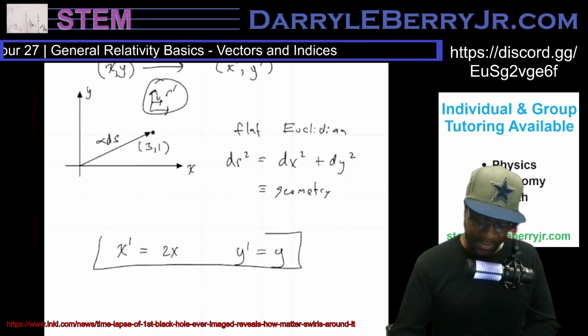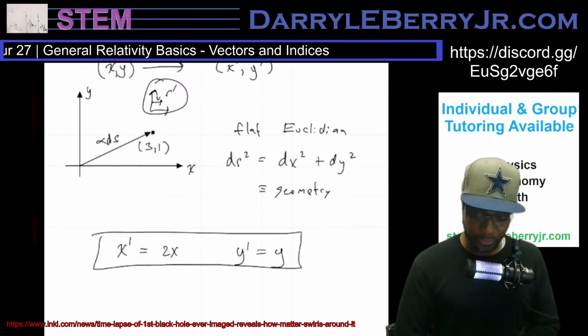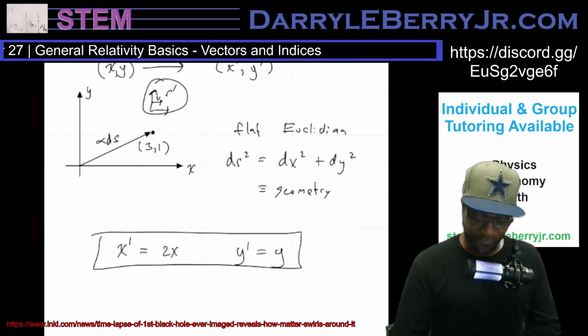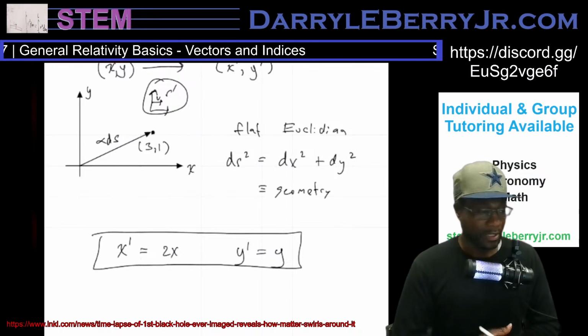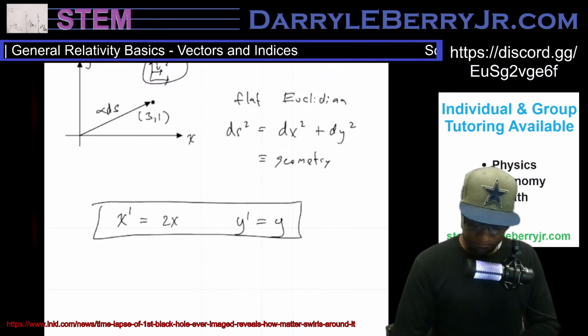And this is basically the difference between these 2 frames. The x prime frame, or unit there, is 2 times the original frame. The y will keep the same.